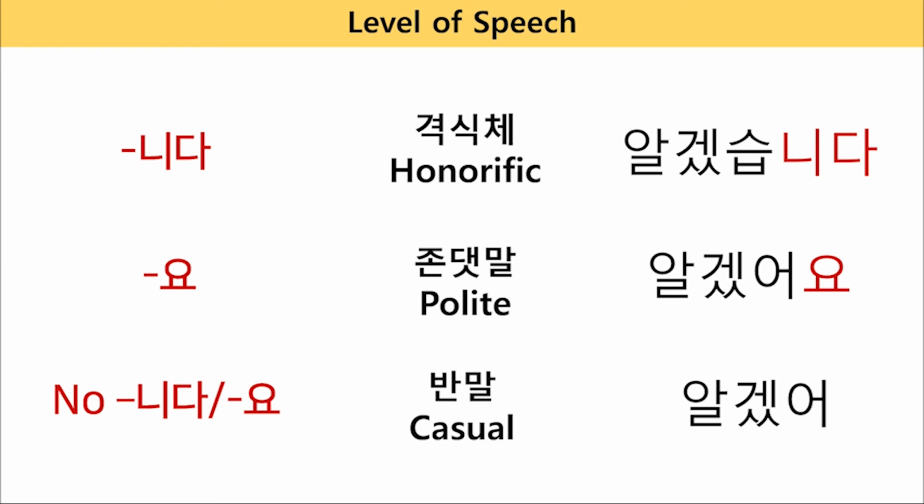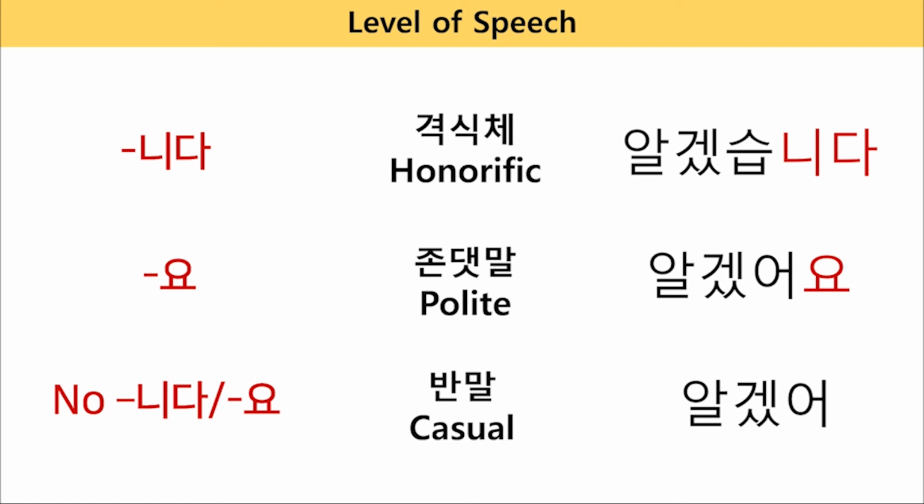Honorific form mostly ends with suffix 니다, like 알겠습니다. This means okay, and you can see that you put 니다 at the end. 존댓말 usually ends with 요. For example, 알겠어요. See, it has the same 알겠, but it has the suffix 요 instead of 니다. 반말 does not have 니다 nor 요. So it's just 알겠어.